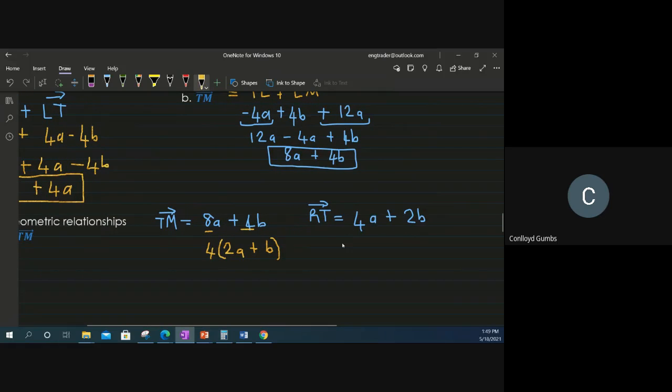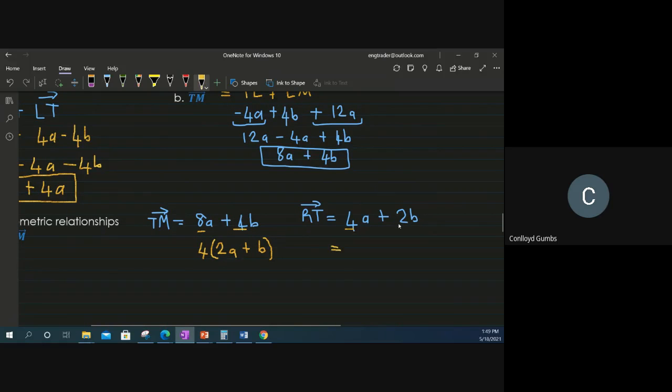If I come over here now, I'm trying to factorize again. What's the highest common factor here? 2. 2 is the highest common factor between these numbers. So I bring the 2 out, and then what I'll have here now is 2A plus B. So if you look at this now, we realize these vector expressions are the same. So because they are the same, we know they are scalar multiples. Okay, scalar multiples.